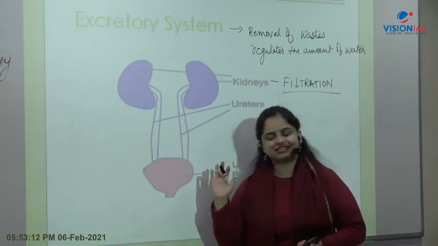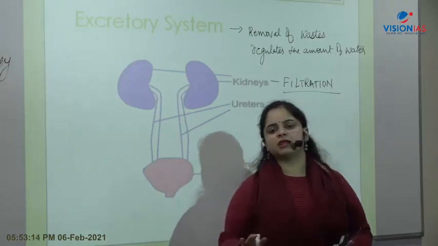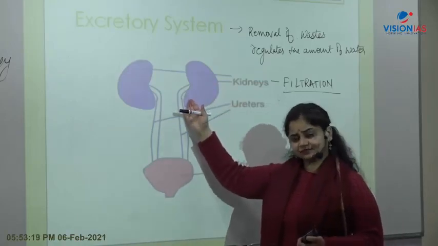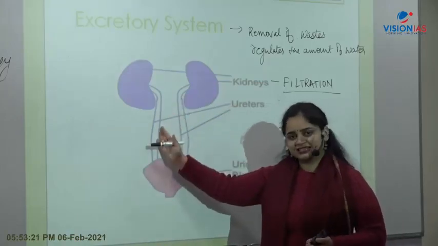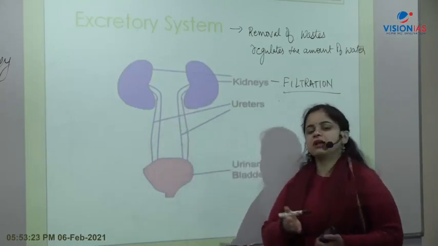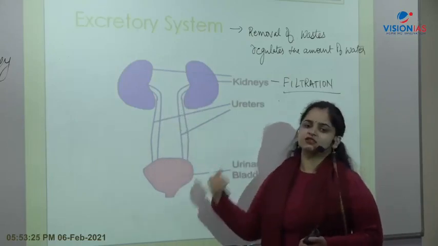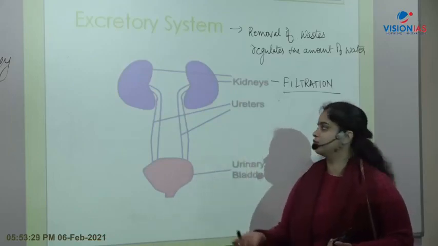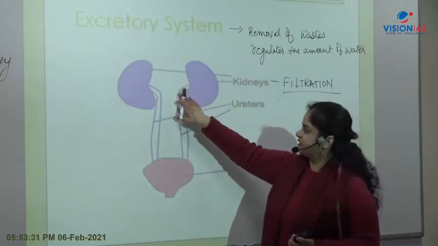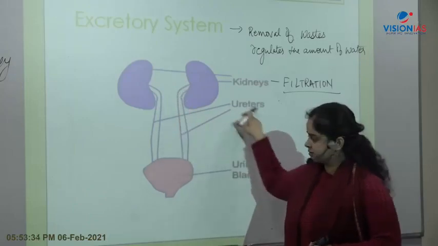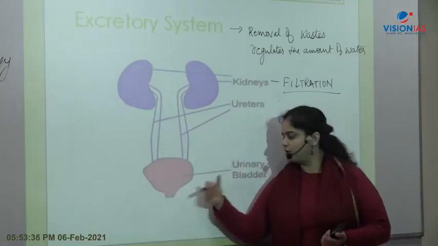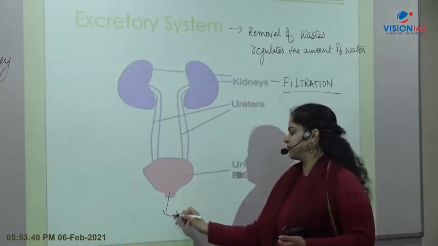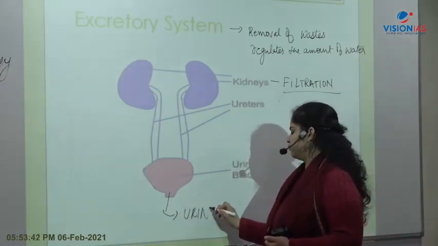So whatever is needed is sent back into the blood. Blood will be filtered, and whatever is required is kept. Whatever is extra, whatever is waste, whatever extra amount of water is there, that would be removed. From the kidney, there are tubes called ureters. Then when urine is formed, it is stored in the urinary bladder, and finally it is removed from the body.